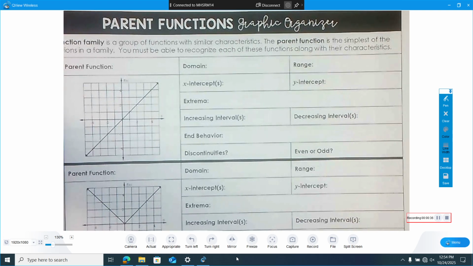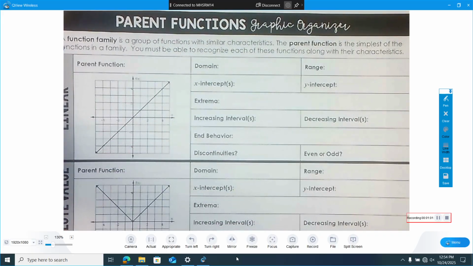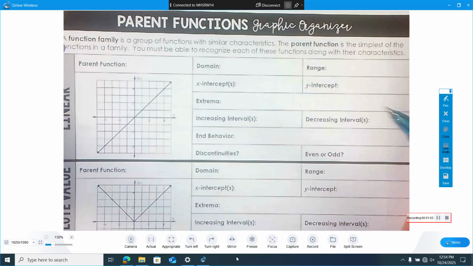Parent functions are the most basic graphs that we will then shift up, down, left, right, and stretch them, shift them and stretch them to put them into new forms. And this is a very important skill, to be able to take a graph and know when we put a number in front, how does it shift it or stretch it. And so first we're starting with the parent function. So we're going to go through real fast. We are not filling all this out.